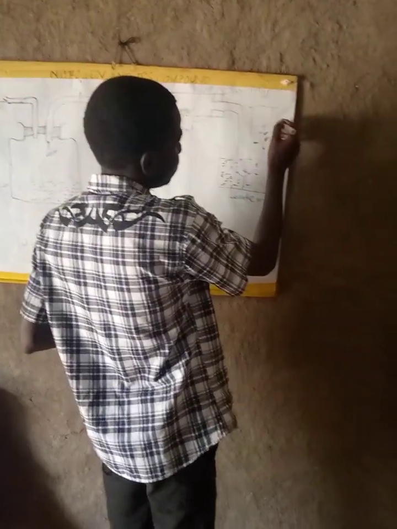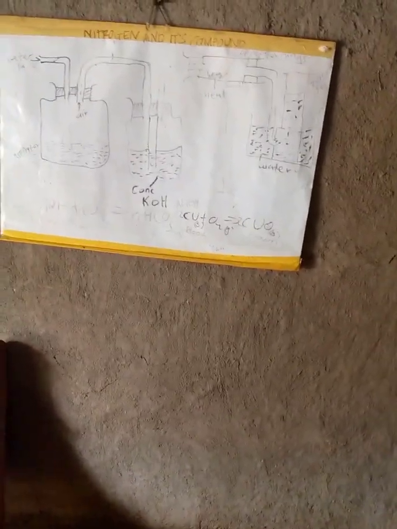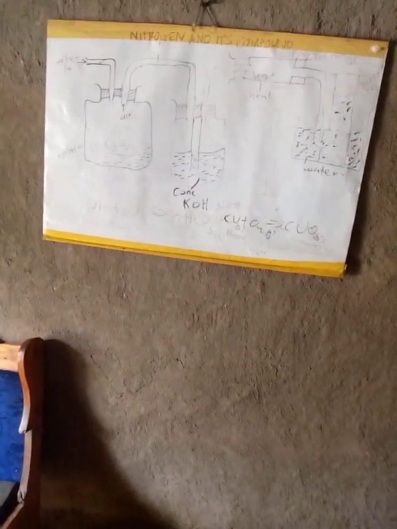That is another question you can be asked. Maybe you are given a gas X: give the reason why gas X is collected over water. You are going to say it is almost insoluble in water. Another physical property, it has a boiling point of negative 196 degrees Celsius and a melting point of negative 210 degrees Celsius. Now let us look at the chemical properties of nitrogen.